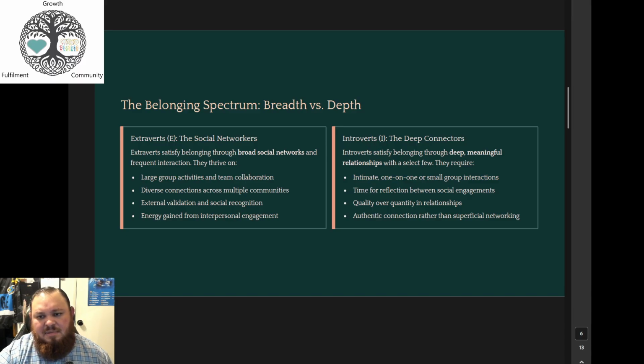Now we move on to belonging and the breadth and depth. So as an extrovert, you have breadth. You have an expanded network to really make connections and find that fulfillment and the energy that you pull from all those experiences. So large group activities and team collaborations, external validation, social recognition. These are the things that really fulfill or pour into the cup of an extrovert. And pouring into the cup of an introvert is finding really intimate, deep, meaningful connections that are fewer but have greater meaning to them. So quality over quantity, authenticity over superficiality.